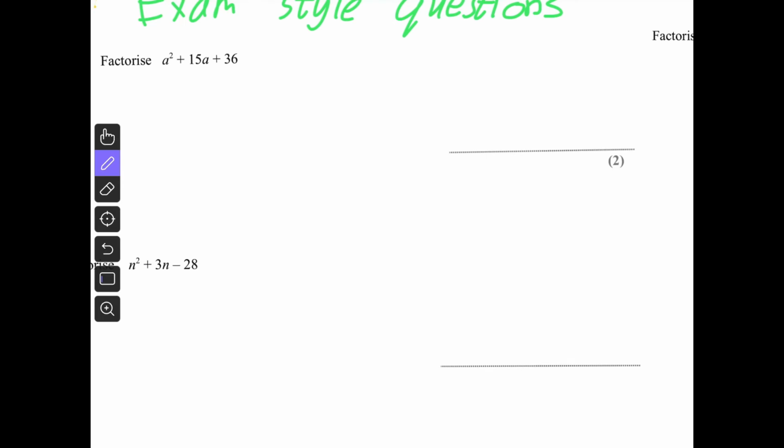Okay, so a GCSE exam style question, or an A-level exam, it doesn't matter where around the world, I'm sure it's written like this. It has the word factorize. It basically means put into brackets. So you can see you've got a quadratic. All you'll be doing is asking, what numbers multiply to make 36?